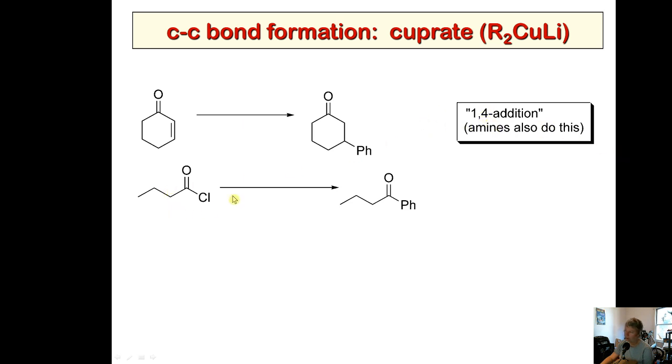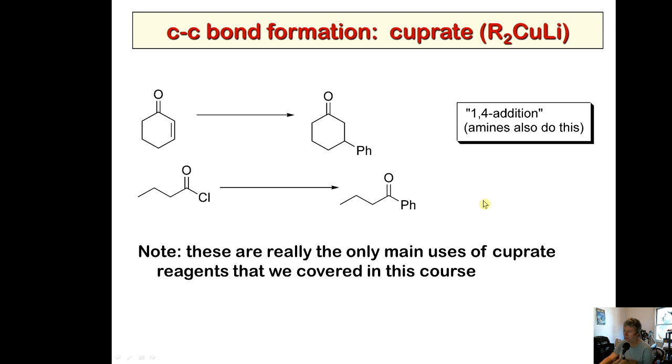Okay, and the other thing about cuprates is they also react with acid chlorides to give ketones. So they don't react with things like esters or amides or anything. It's really just acid chlorides, and that gives you a single addition of an R group, right? Okay, so these are the main uses of cuprates in chem335. There's other uses, but this is what we talk about.